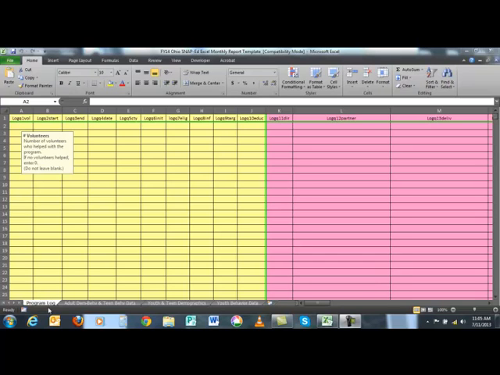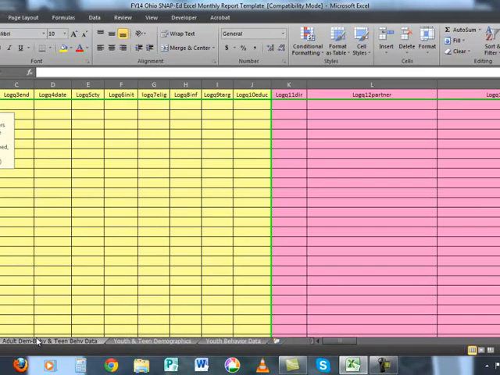So the first tab says Program Log, and this is where program log information from any of your programs will be recorded. The second tab is the Adult Demographic and Behavior, as well as Teen Behavior Data tab. This is where you'll enter all of your adult demographics, adult behavior, and teen behavior data.